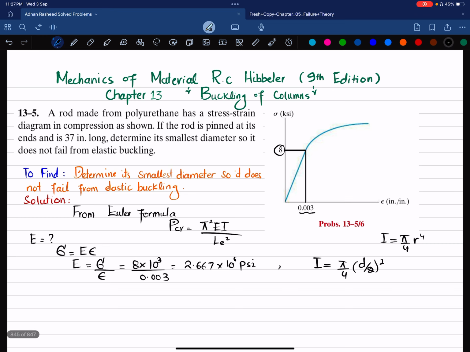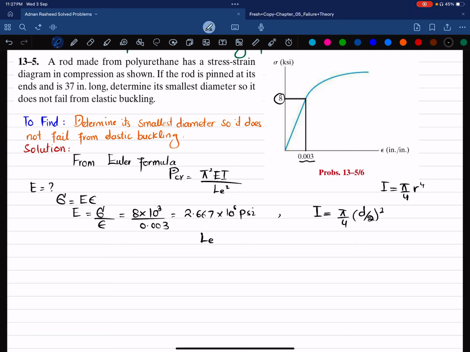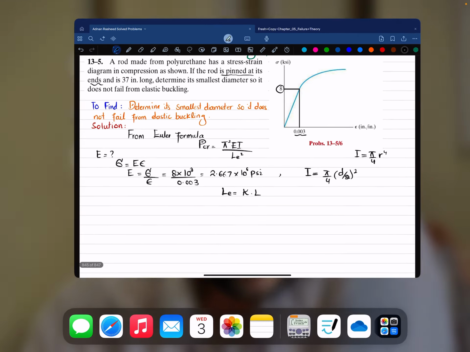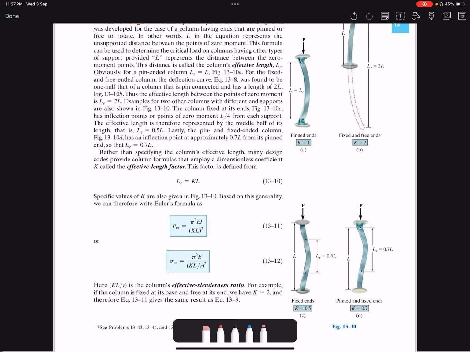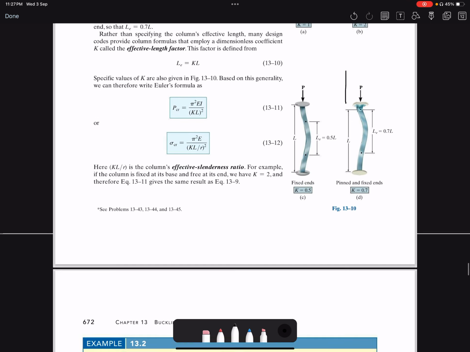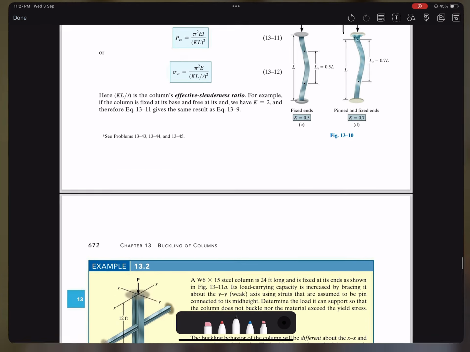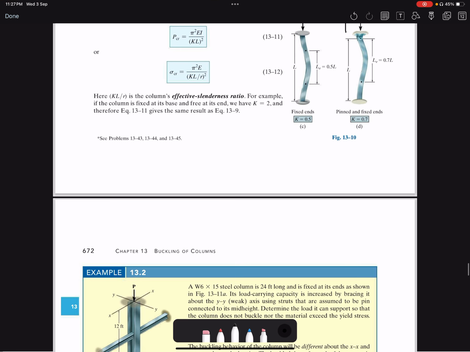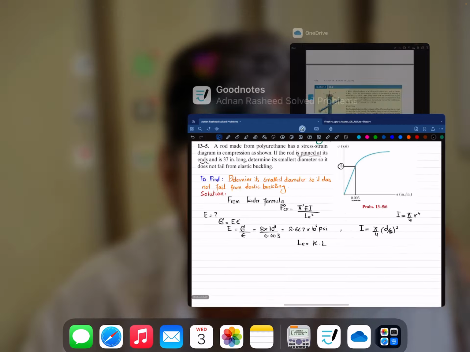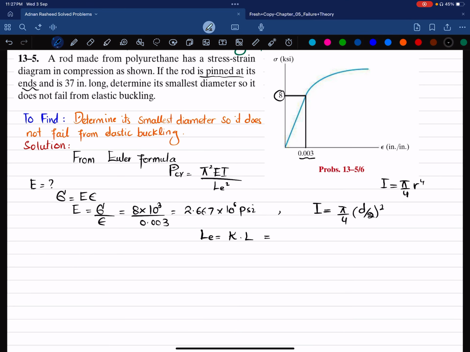And what is the effective length? As we have been given that the rod is pinned at its ends, the effective length is equal to k multiplied by the length. What is k for both ends pinned? You can see from this diagram that for pinned ends we have k equal to 1. So k is equal to 1. So the effective length will be equal to 1 multiplied by the total length, which is given as 37. So 1 multiplied by 37.